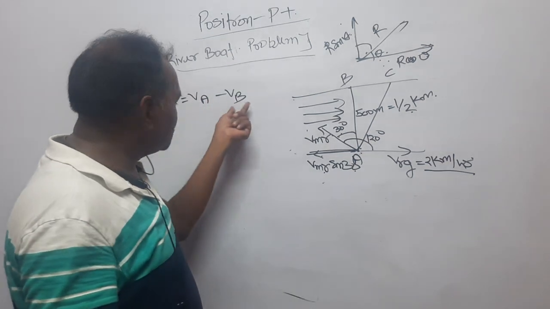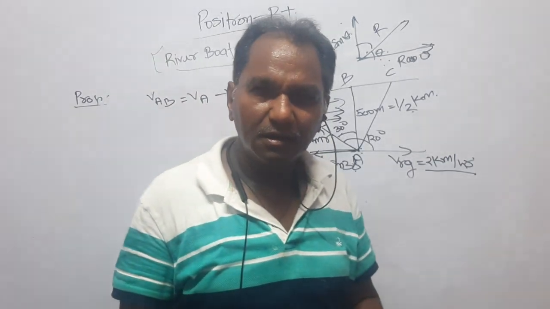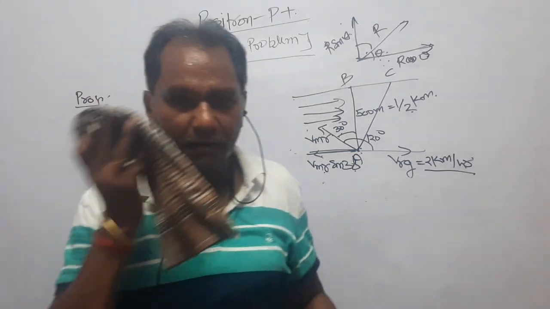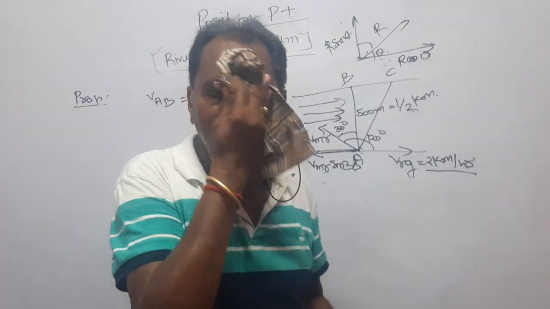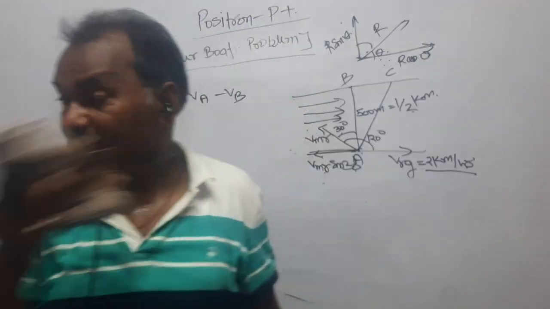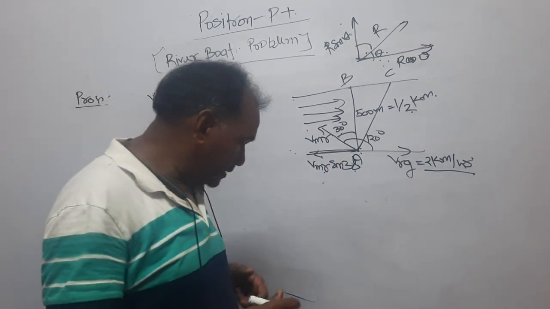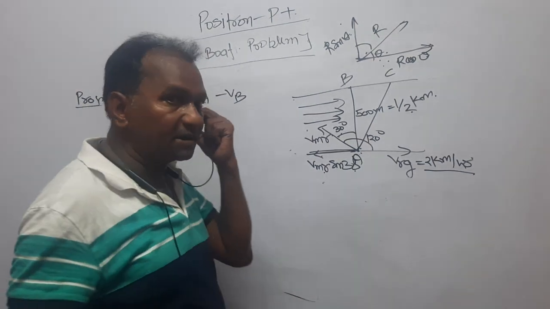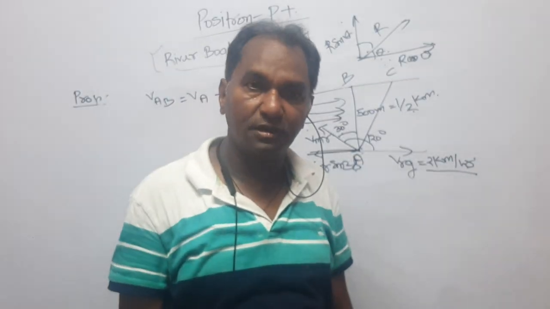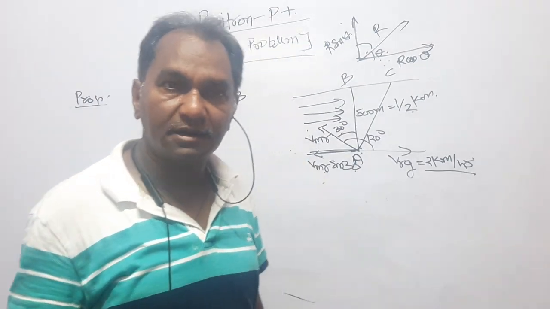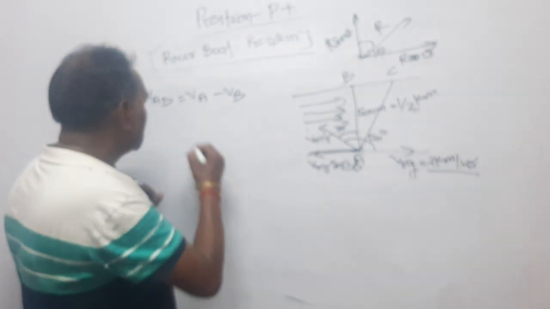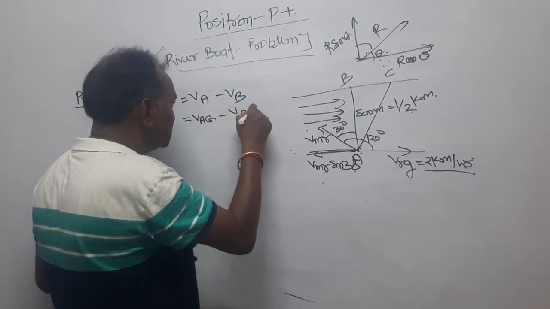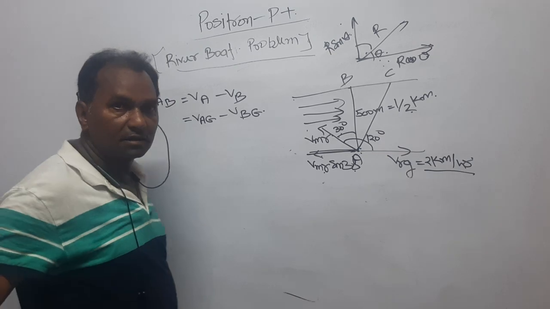But is it true to write velocity of A? Where is the frame of reference? With which frame of reference? Who is the observer to whom you are talking? Dear student, you have to take a common observer. You cannot write independently velocity of A or velocity of B. You have to consider a common observer. For that, let your ground be the common observer. You might write in this way, right?